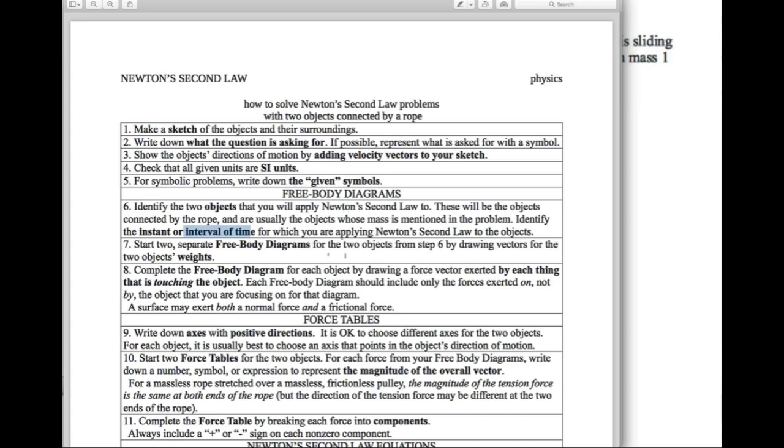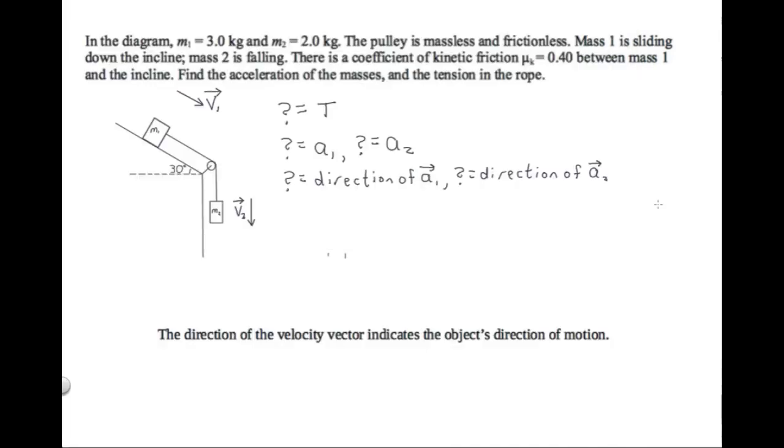What's the interval of time that we will be applying Newton's second law to? Well, we could say that we're going to be applying Newton's second law during the interval of time during which mass 1 is sliding down the incline and mass 2 is falling.